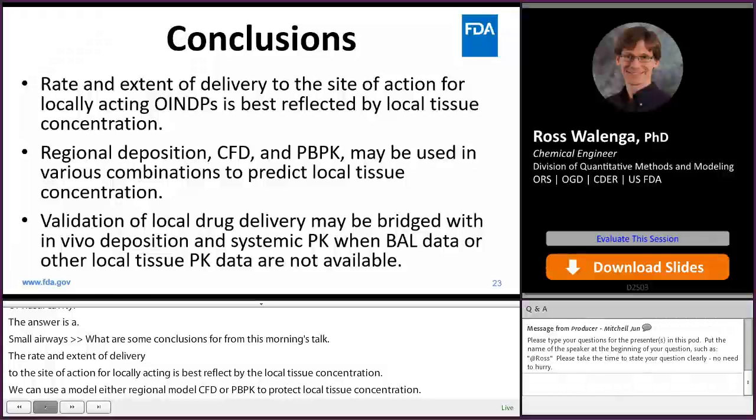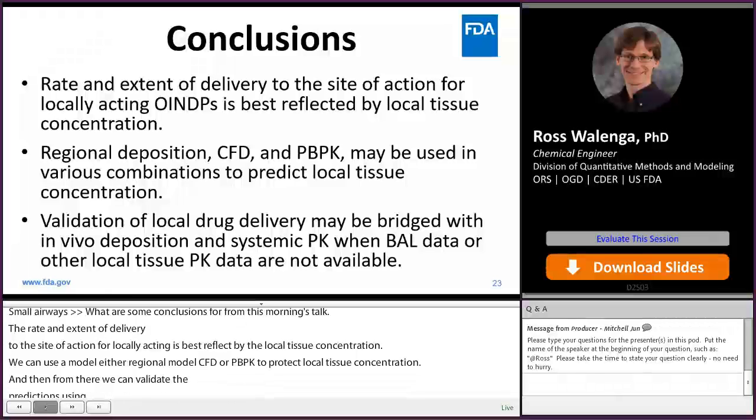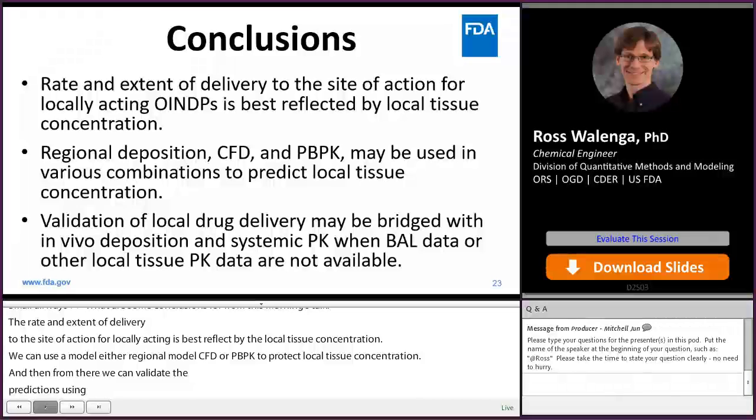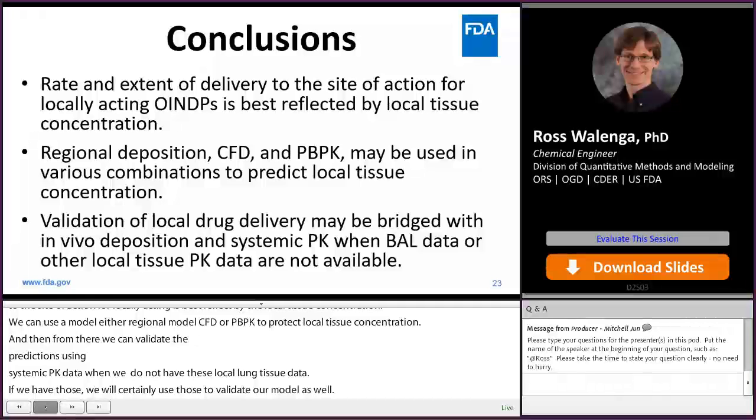But if we validate on both sides, that can produce a credible model that could be a useful component of an alternative BE approach. I'd also like to reiterate that if we're talking about lung tissue concentration, the site of action may be in the small and or large airways. So we certainly need to consider that in our model as well.